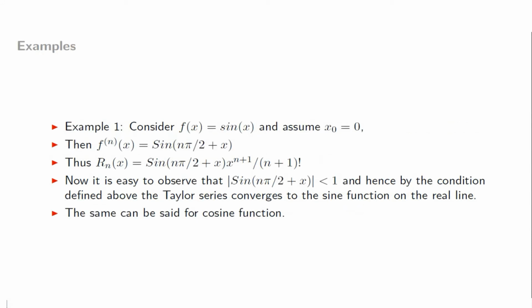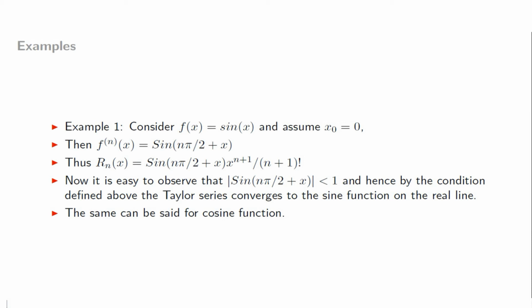So first consider the function sin x and assume x not equal to 0. Now the nth order derivative of sin x is known to be sin(n pi by 2 plus x). So in this case, the remainder after the nth term, that is R_n(x), comes out as sin(n pi by 2 plus x) multiplied by x to the power n plus 1 divided by (n plus 1) factorial.